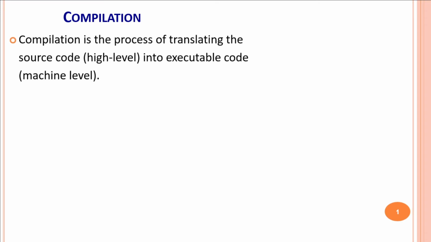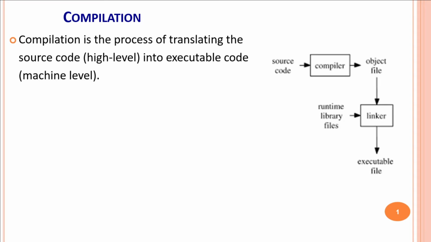Well, let us now look into the compilation process. Compilation is the process of translating the source code, that means high level language program, into executable code, means machine language. The typical activity goes something like this: the source code or source file is given to the compiler.